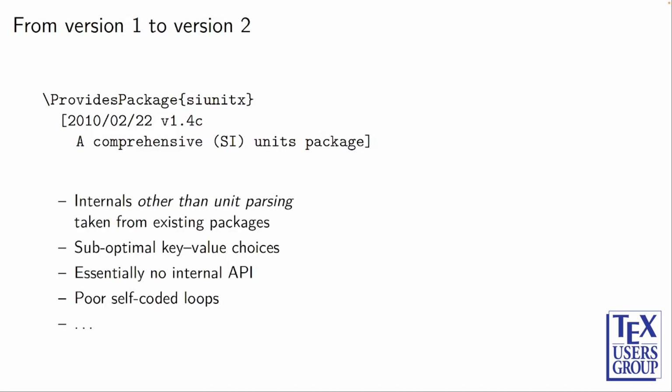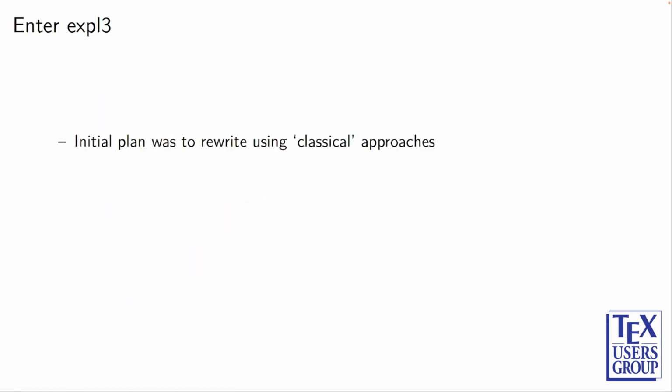What was wrong with it? Well, the internals were mainly just me recoding stuff from other packages, certainly the ideas, other than the unit parser, which I'd written from scratch. The keyval names, I'd made some mistakes there, and there wasn't really any internal API or any internal documentation. A lot of the loops inside it were self-coded and not very efficient, and I wanted to do better. So I took a step back and I decided on a rewrite.